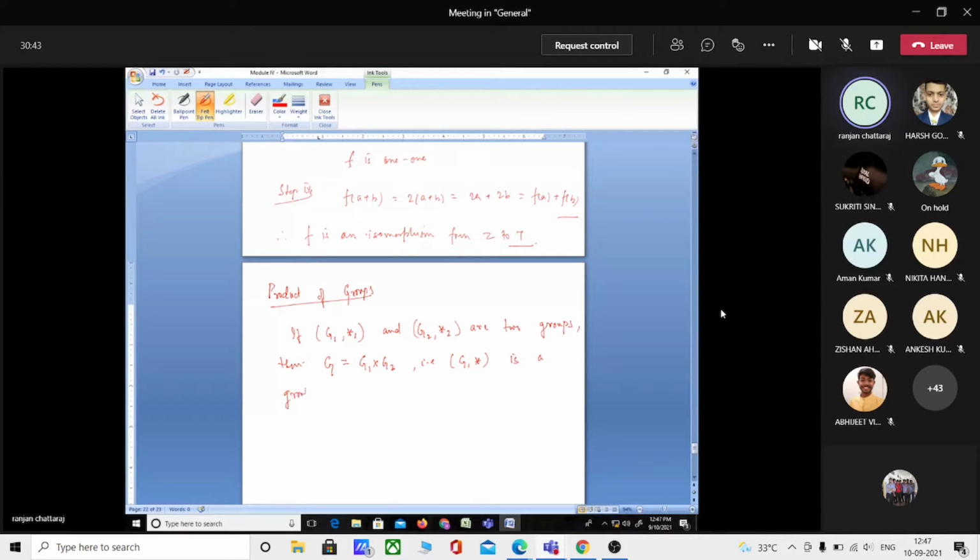Whenever you have to prove this one, all the proofs are very simple. You have to keep the binary operation in mind. What are the properties of a group? A group has four properties. This is the binary operation, and in fact there are three properties.